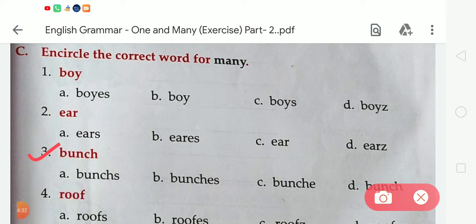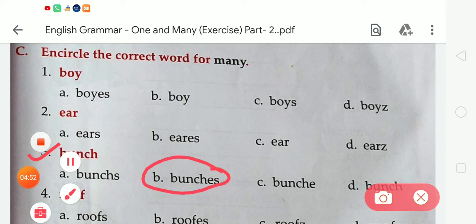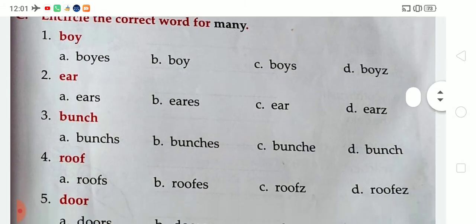Students, we have to circle the correct option. Tell me which one is correct. What is the correct form of bunch? The correct form of bunch is bunches, which is option number B. We have to add es to change this given one to many.